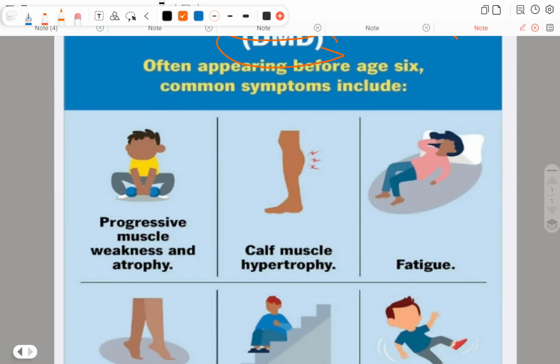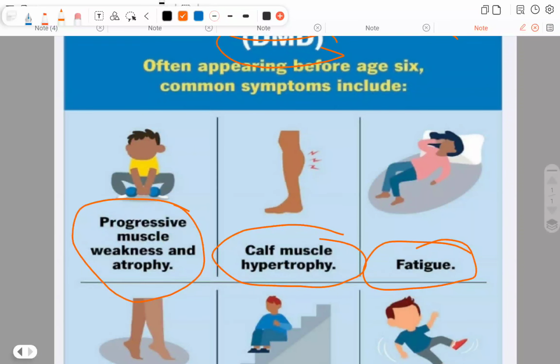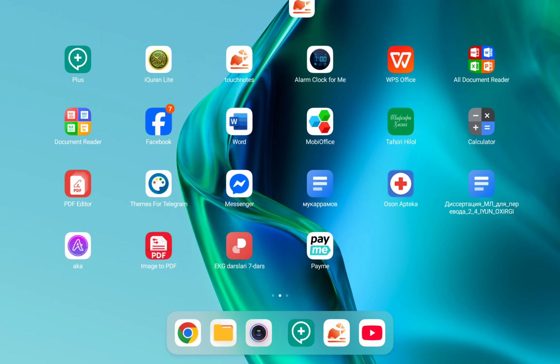The onset age of the patient is between 4 and 6-7 years, especially in boys. In the patient, progressive muscle weakness and atrophy occur, and especially pseudohypertrophy of the calf muscles occurs, and the patients suffer from fatigue. It means that it's very difficult. The patient says it's difficult for me to do some movements and to do some homework.